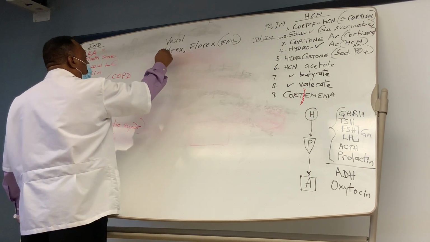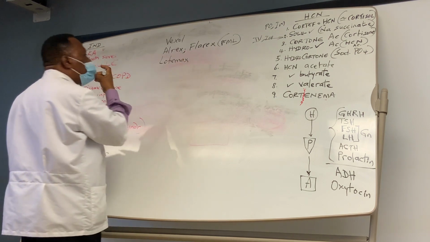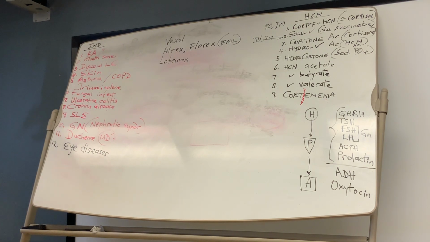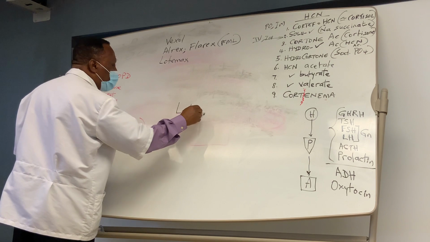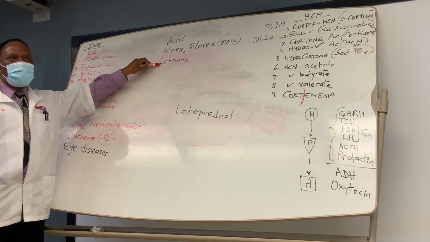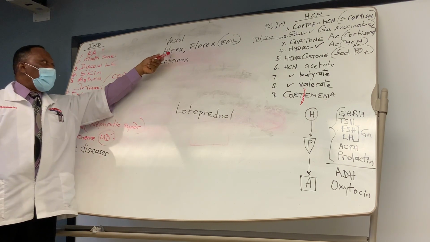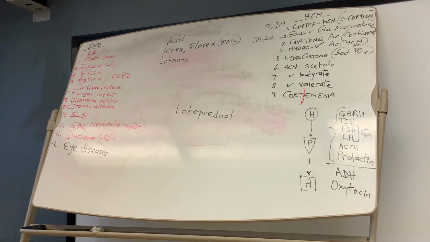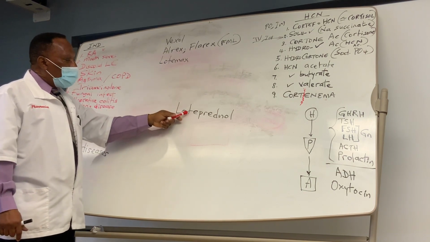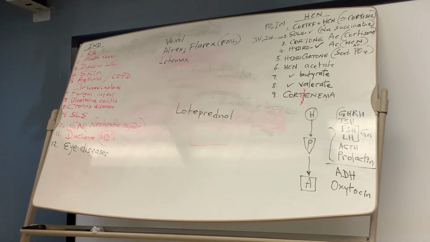Then you have one that is called Lotemax. Alrex and Lotemax contain the same adrenal steroid, which is loteprednol. That's the adrenal steroid in your Alrex and in your Lotemax. The difference is that Alrex is like a preparation that is about 40 times lower than your Lotemax in terms of concentration. So Lotemax is a higher concentration than Alrex, but they both contain loteprednol.